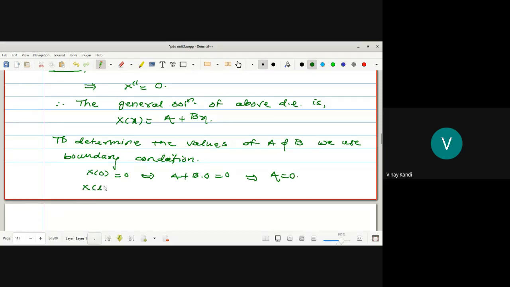X of L is equal to 0. Okay, this implies A plus BL is equal to 0. But here the value of A is 0. That's why B into L is equal to 0. This implies B is 0. Here L is not 0, it is the length. Okay, this implies B is equal to 0. Therefore X of x is equal to, put the value of A and B here, so we get 0. Okay, 0 plus 0 is 0.